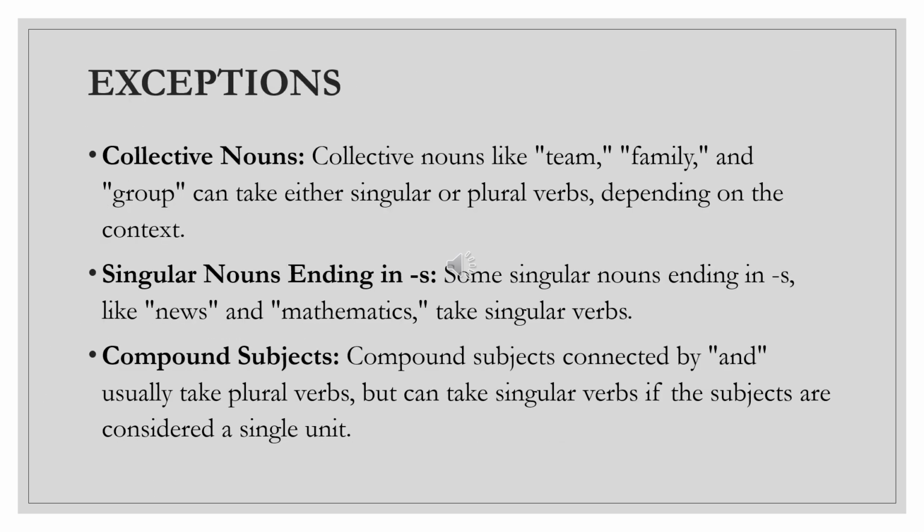Now moving on to the next topic, that is exceptions. Now the exceptions to subject verb agreement are as important as the rules. So we have to keep them in mind while we are practicing the topic. Now exception number one, collective nouns. Collective nouns like team, family, group, jury can take either singular or plural verbs depending on the context. This means that if I give you an example, that jury means a group of judges. Okay, the collective noun for a group of judges is jury.